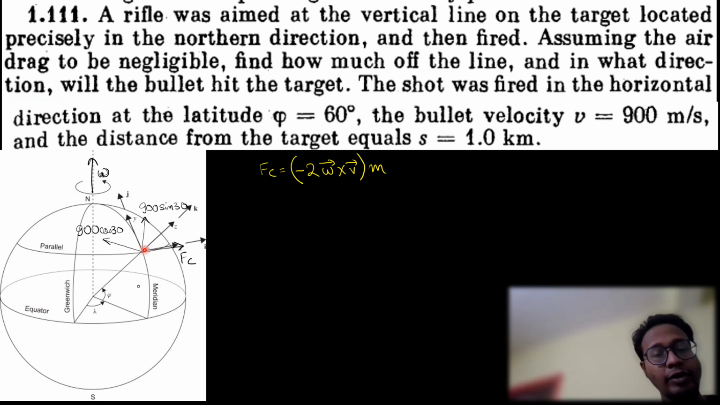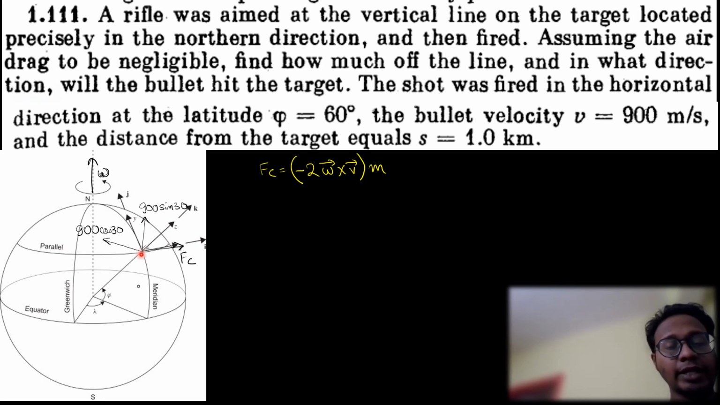Is that fair? Because the earth is rotating around this circular orbit, a particle out here will be moving in a circular motion around this orbit. So the direction of centrifugal force would be directly opposite to this 900 cos 30. But in this question, we were told to ignore the effect of centrifugal forces. We are only asked to find out the deviation of the bullet due to this Coriolis force.